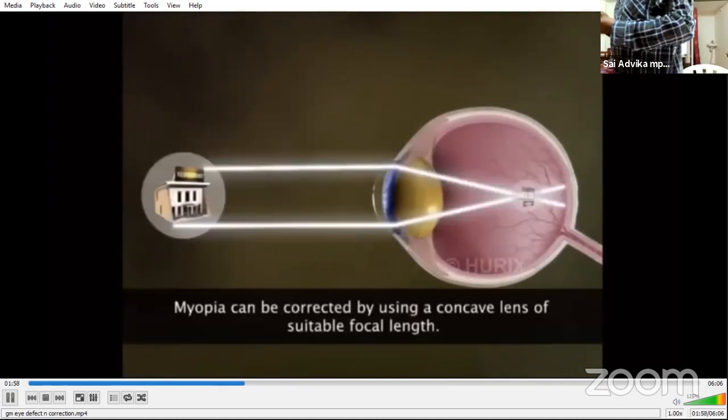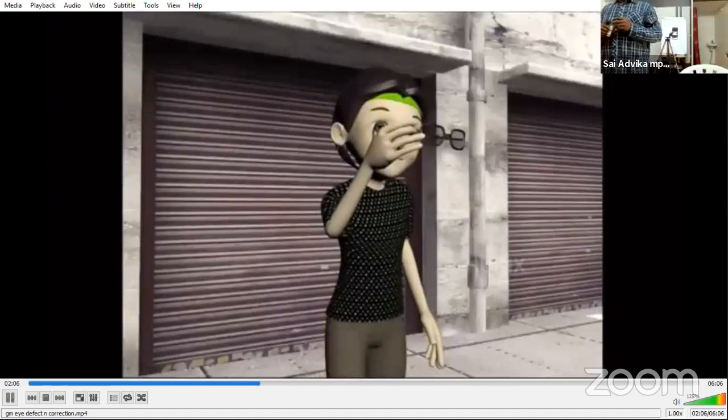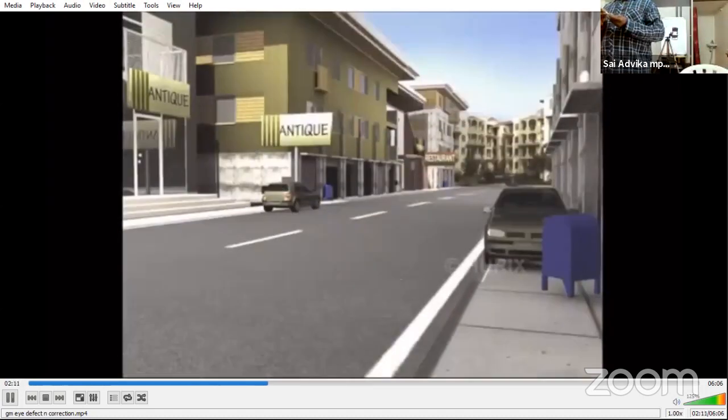Myopia can be corrected by using a concave lens of suitable focal length. A concave lens of suitable focal length will bring the image back onto the retina, and thus the defect is corrected.